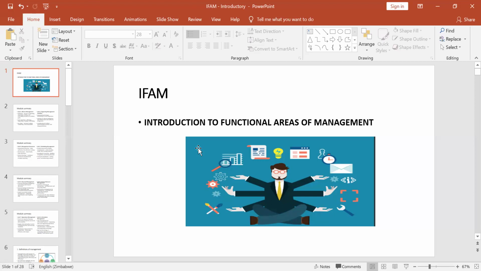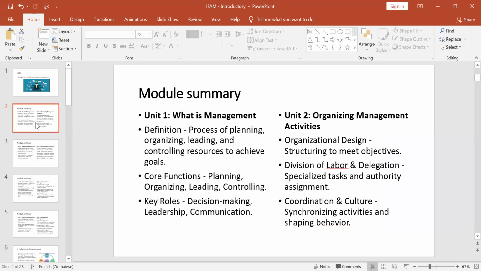So I'll just go into the summary of your module, what we are going to be covering. There are 8 units in your module. The first unit is on management. We are talking about the definition of management, the functions, the levels of management, the skills of management, the roles of management. We are going to cover all that in the first unit.